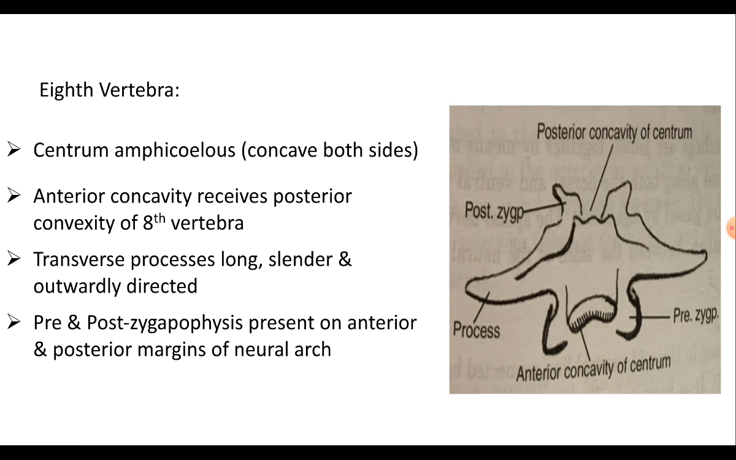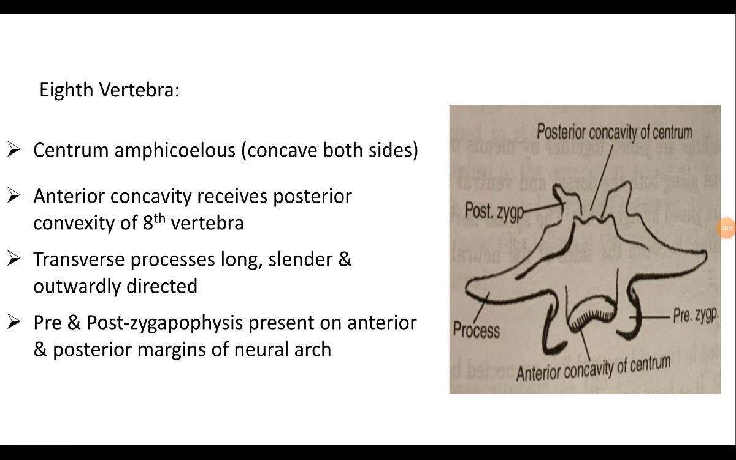Coming to the eighth vertebra of the vertebral column, the eighth vertebra also slightly resembles the typical vertebrae in all aspects, but slightly differs by having amphicoelous centrum. That means the centrum has two concavities. One is the anterior concavity, which receives the convexity of the seventh vertebra, and the other one is the posterior concavity, which receives the convexity of the ninth vertebra.